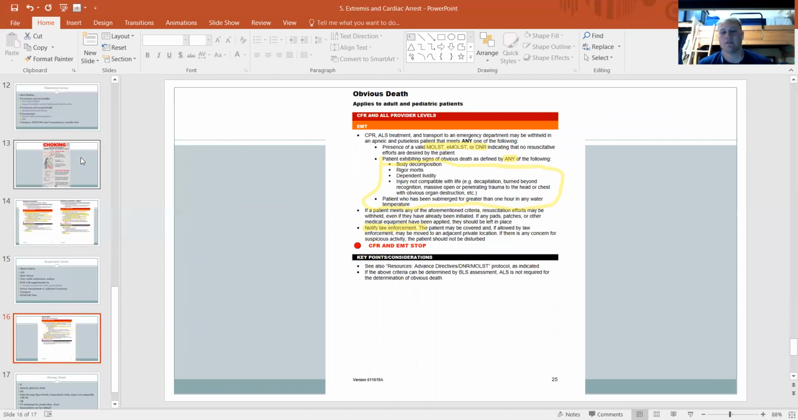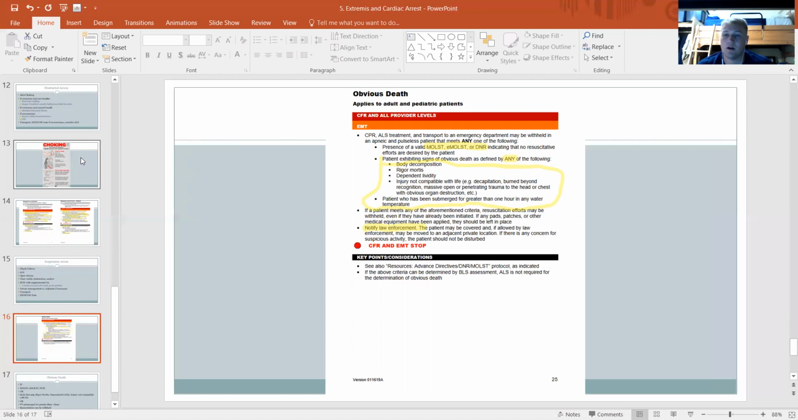And finally, we are going to cover the obvious death protocol. So obvious death is going to be used for any case where you arrive on scene and the patient either has a valid DNR, MOLST, or EMOLST, basically that indicate that no resuscitative efforts are desired by the patient, or the patient exhibits signs of obvious death, such as body decomposition, rigor mortis, dependent lividity, injury not compatible with life, or a patient who has been submerged for greater than 1 hour in any water temperature.